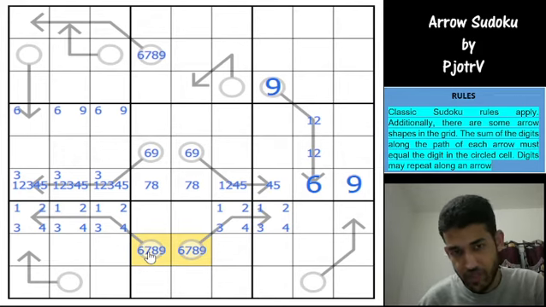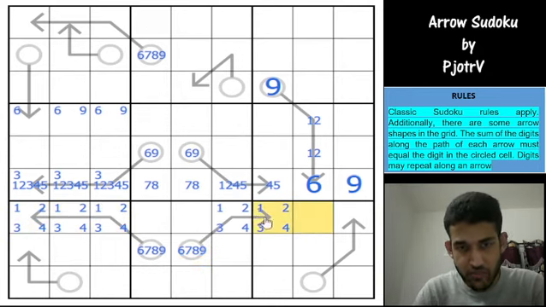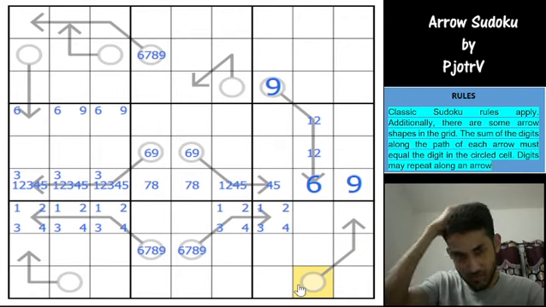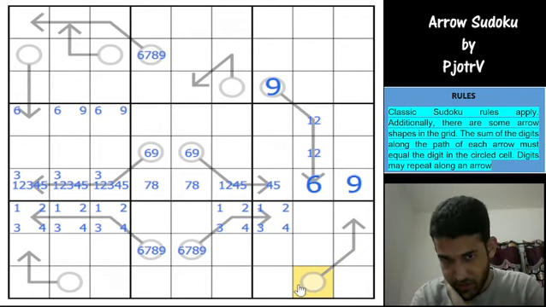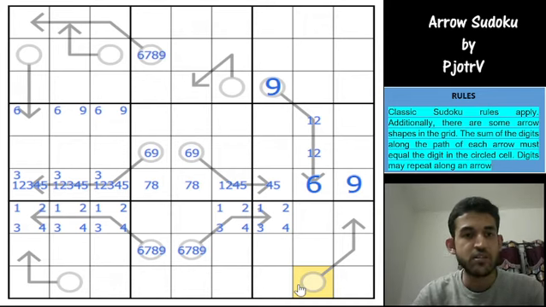So if it is a 16, this becomes 1, 2, 3, 4, 6 and 7, 9, which means that's a 9 and that's a 7. That would be 1 and that would be 8. And I don't see any immediate contradiction there.